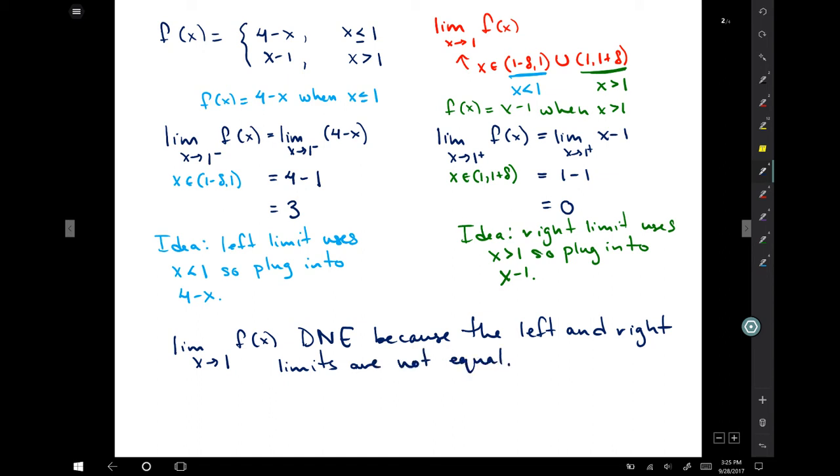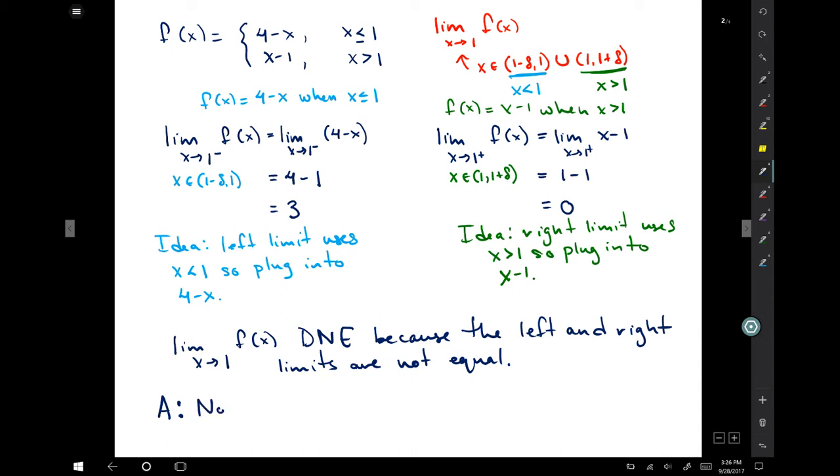This is one situation where left and right limits become very important when you're dealing with a piecewise function, and they're important precisely at that point where the two parts of the function come together. That's sometimes called a break point. So the answer to our question, is the function continuous at x equals 1?